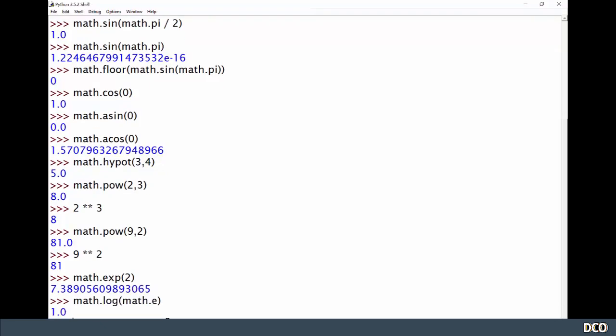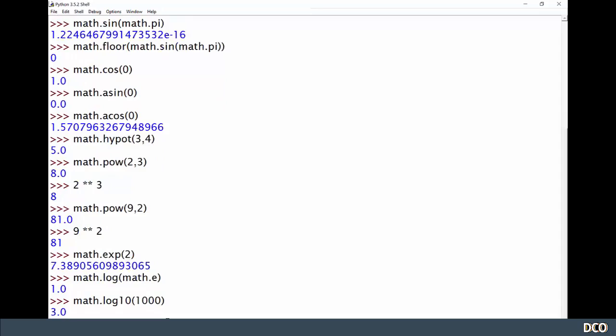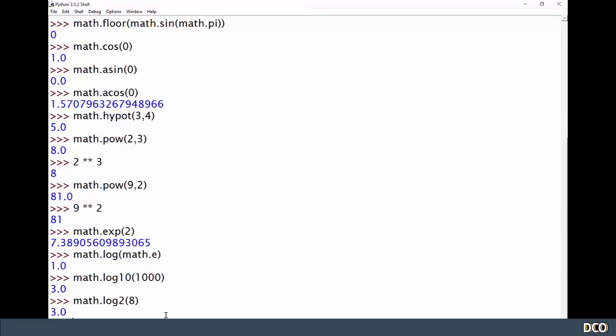So that works fine. But if you want the base 10 log or base 2 versions of log, you can use the math.log10 function or the math.log2 function, respectively. For example, if we do math.log10 of 1,000, what we're going to see is 3, because 10 to the power of 3 is 1,000. Likewise, if we do math.log2 of 8, we're going to get 3, because 2 to the power of 3 is 8.